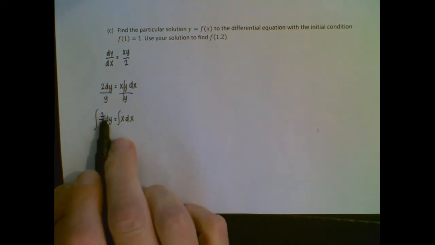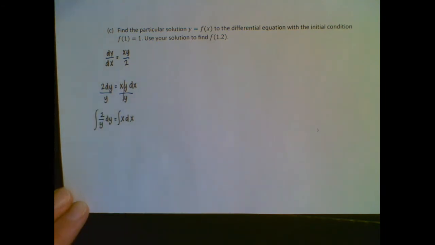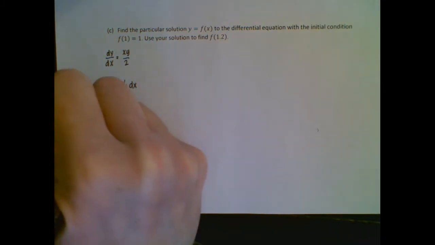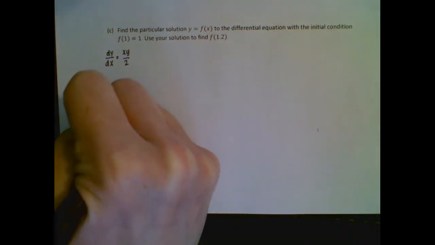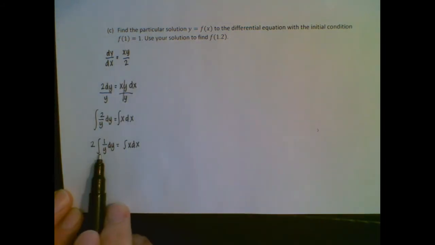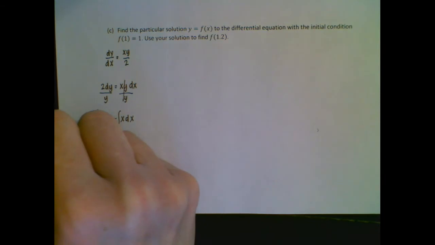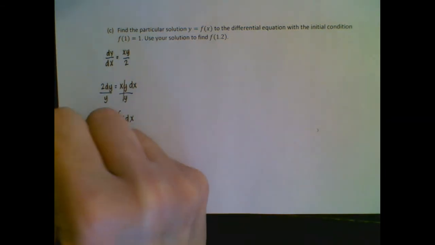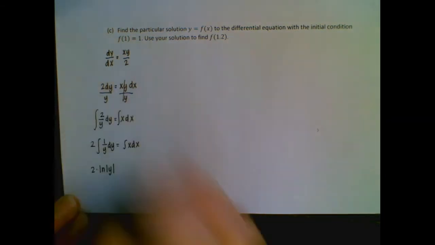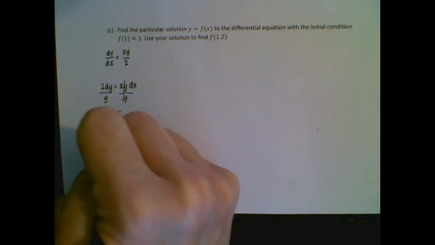And I said in class that this 2 over y is really the same thing as taking a 2 out as a constant, because that's the same thing as multiplying 2 times 1 over y. The reason we want to do that is because over here on the left-hand side, when we're left with a 1 over y and an integral, that's going to clue us in that we would need to use some sort of natural log here. So I'm going to go ahead and do that integral. That's going to be 2 times the natural log of the absolute value of y. And on the other side is going to be equal to 1/2 x squared plus c.